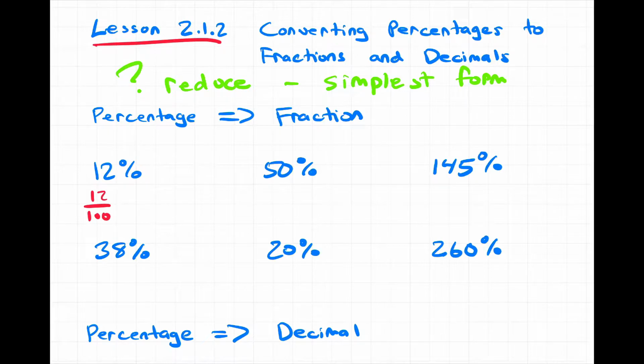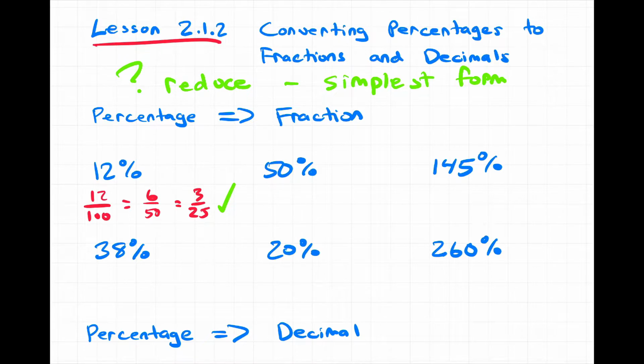12 over 100 is technically correct, but I can divide 2 into 12 and I can divide 2 into 100 and I end up with 6 over 50. And now I can see they're both even still and I can divide 2 into each of those. So I'm going to end up with 3 over 25. Now, although all three of those are technically the same, it's 3 over 25 that is going to be the one that's going to get you the correct answer on the test.